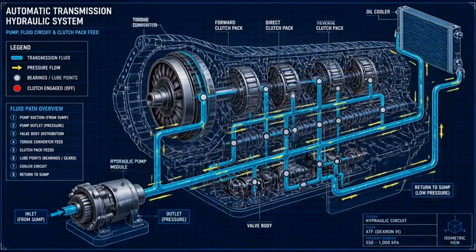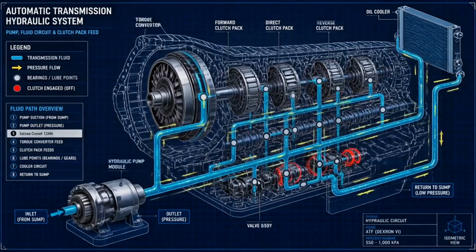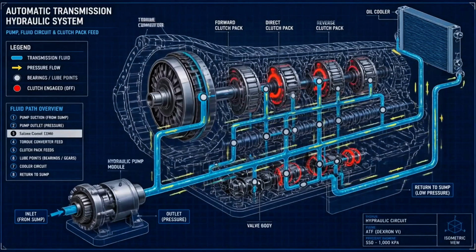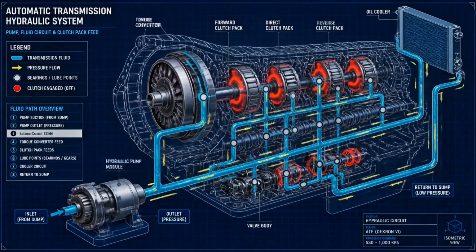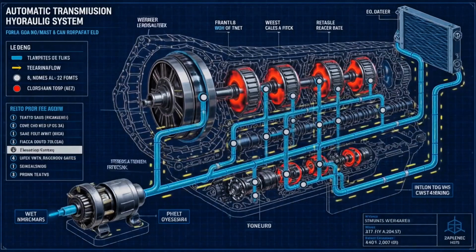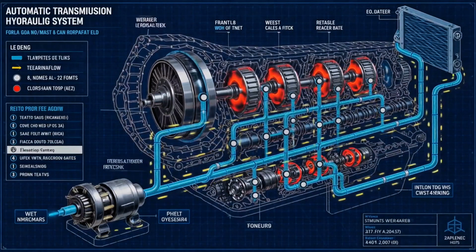The force operating those clutches comes from automatic transmission fluid. A pump circulates this specialized fluid throughout the transmission. The fluid transfers hydraulic force, lubricates bearings and gears, carries heat away from the torque converter and clutch packs, and helps remove microscopic wear particles.